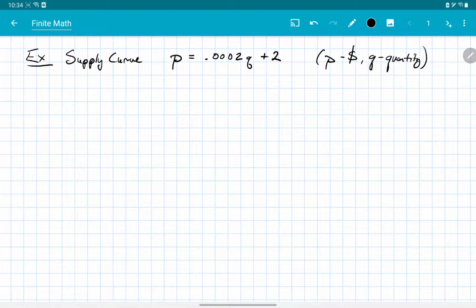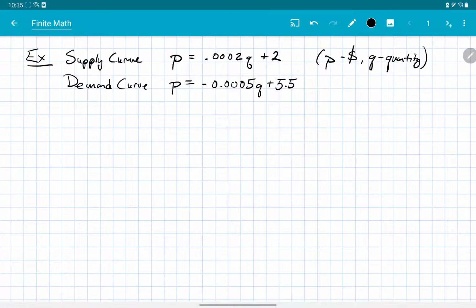So the supply curve, that's what the business is thinking of. If the price is higher, I want to make more of it, right? If the price goes up, Q goes up in that equation too. Now the demand curve, that's what people would pay, and that's going to have a negative slope. So it's negative 0.0005 Q plus 5.5. Okay. So that's how many things people will buy if the price is set at a certain point, right?